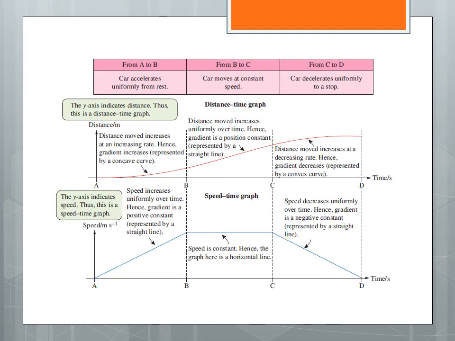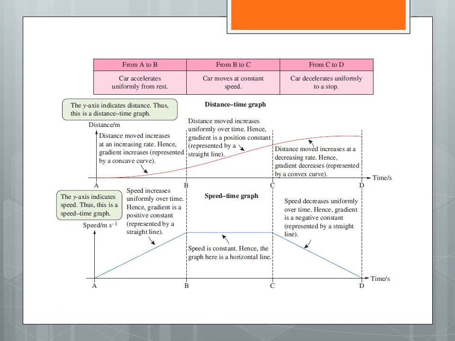From A to B, from B to C, from C to D: the car accelerates uniformly from rest, the car moves at constant speed, and the car decelerates uniformly to a stop. The y-axis indicates distance. Thus, this is a distance-time graph. The distance moved increases at an increasing rate. Hence the gradient increases, represented by a concave curve.